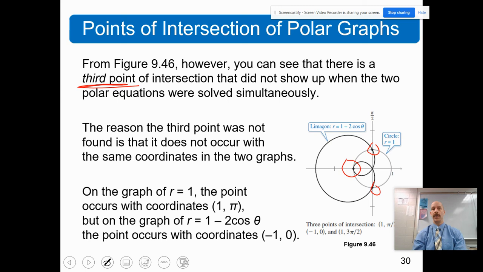Why didn't the third one show up? Well, the reason the third point was not found is that it did not occur with the same coordinates in the two graphs. On the graph of r equals 1, the point occurred at the coordinates (1, pi). But on the graph of r equals 1 minus 2 cosine theta, the point occurs at the coordinates (negative 1, 0).